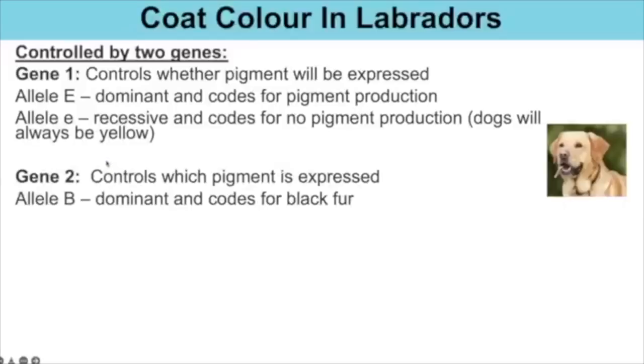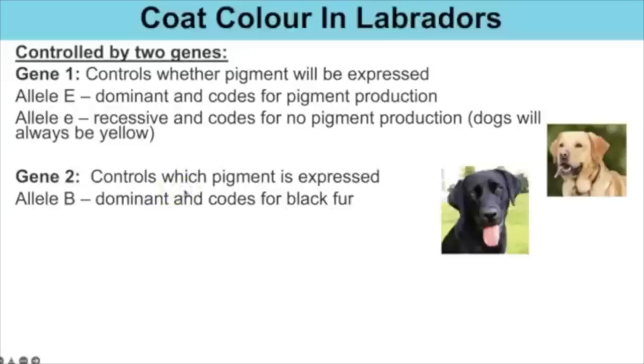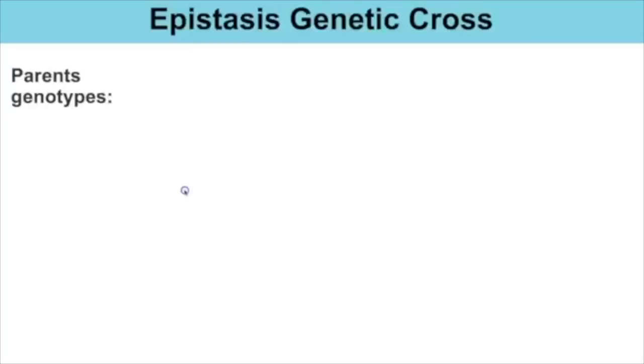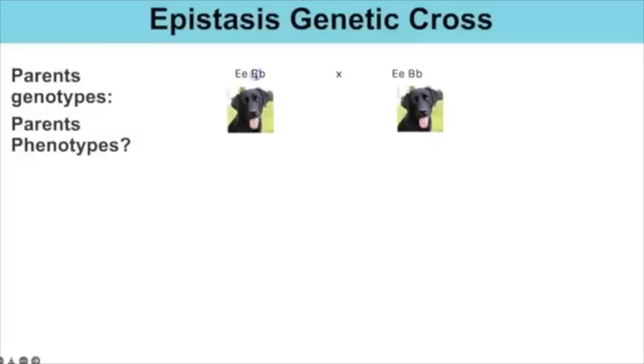Gene 2 controls what colour the pigment will be if it is expressed. So dominant is black and recessive is brown. So that is how you get the 3 different colours in Labradors. So we have a look at an example. We're going to cross these 2 parents. So the first thing, we've been given the genotypes, but we have to work out the phenotypes. Now both of them have a dominant E, which means pigment can be produced, and they have a dominant B, which means they'll be black.